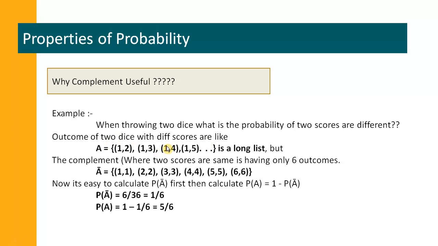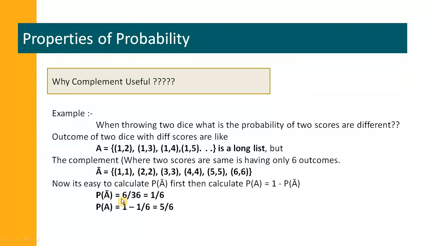So to get the outcomes of two dice with different scores, as it becomes a long list, we are going to use the complement, because the complement of A, where the two scores are the same, has only 6 outcomes. Here A complement equals 1 comma 1, 2 comma 2, 3 comma 3, 4 comma 4, 5 comma 5, 6 comma 6. So now it is easy to calculate P of A complement first, then calculate P of A using 1 minus P of A complement. This is where the complement is very useful.